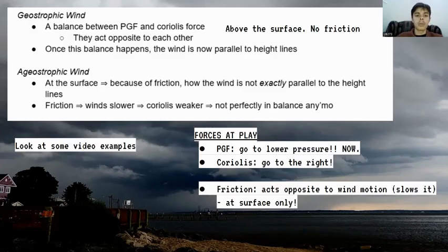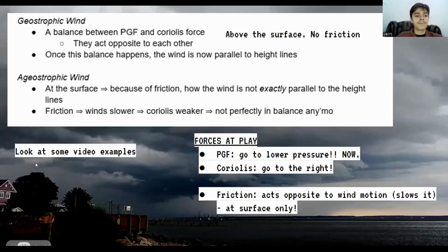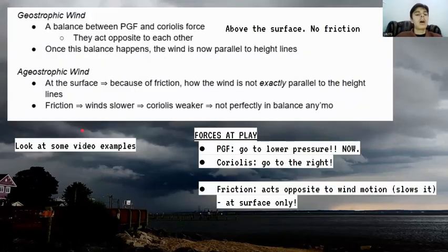And now the wind is going to blow parallel to the height lines. So that's exactly what's going to happen now. It's going to blow parallel to these height lines. Sorry about that. The thing about that is that that's only able to happen if there's no friction. So that's why it's mostly in the upper atmosphere.